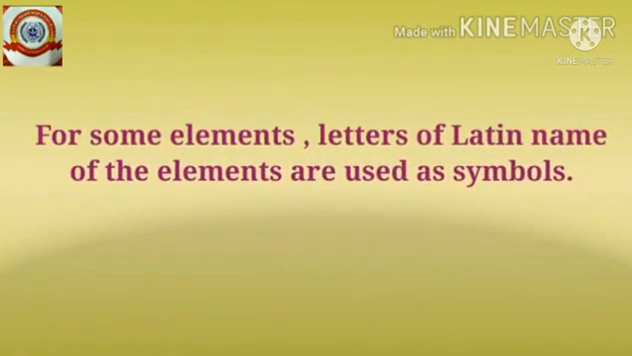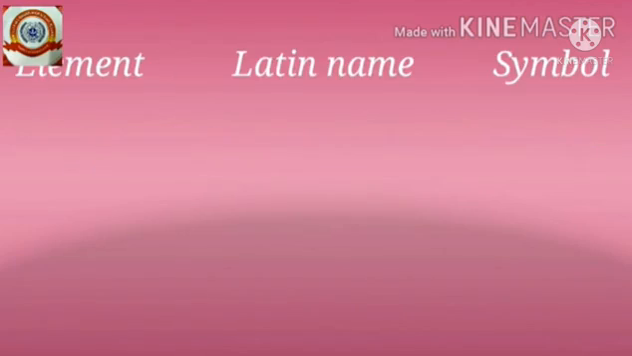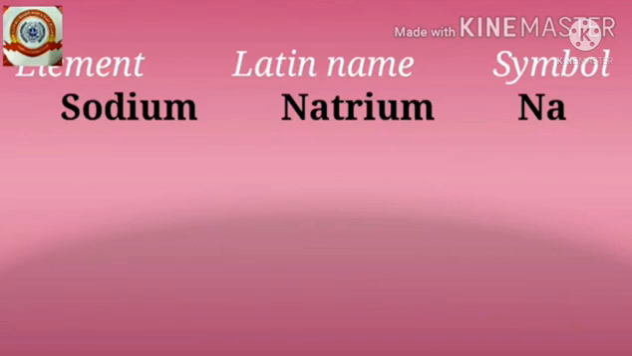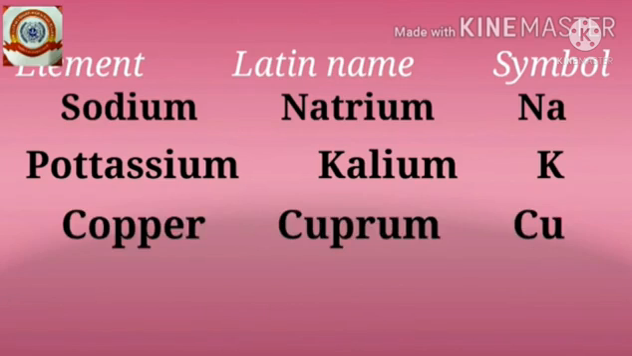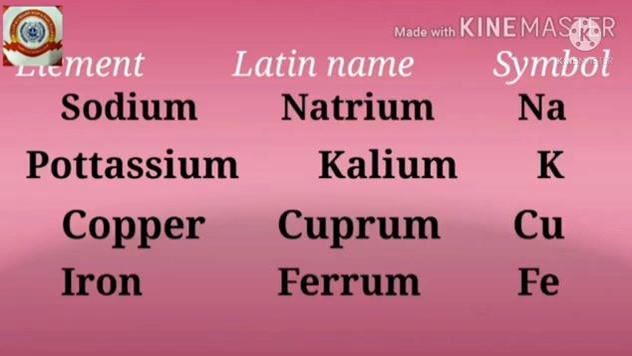For some elements, letters of the Latin name of the element are used as symbols. For example, sodium. Its Latin name is natrium, so the symbol used to indicate sodium is Na. Potassium. Latin name is Kalium. K is used to represent potassium. Copper. Cuprum is its Latin name, so Cu is used to represent copper. Iron. Ferrum is its Latin name, so Fe is used as the symbol.